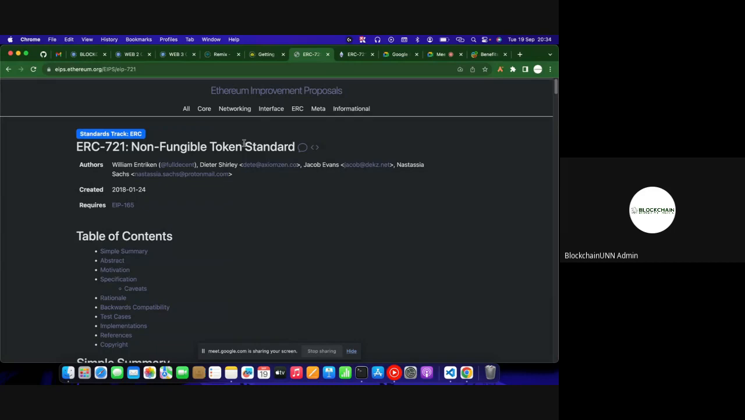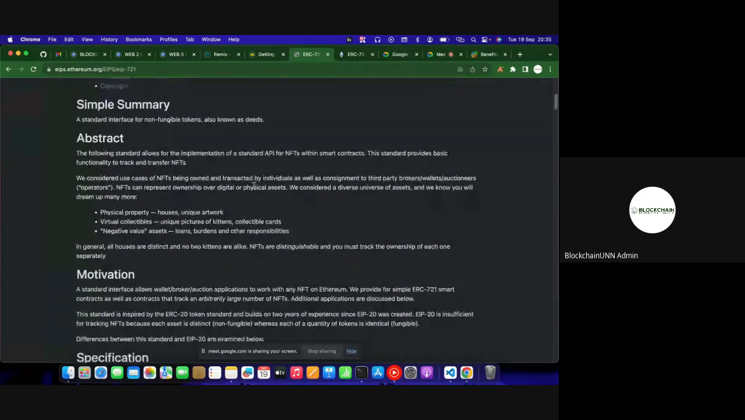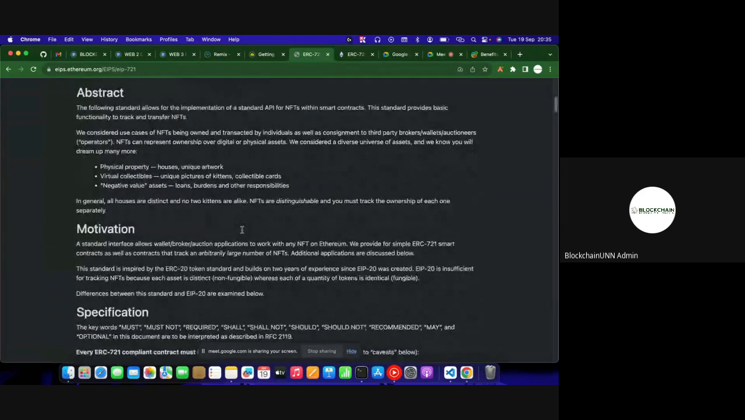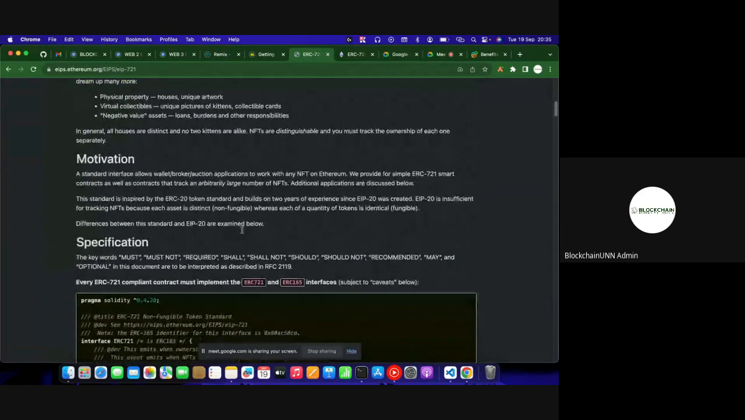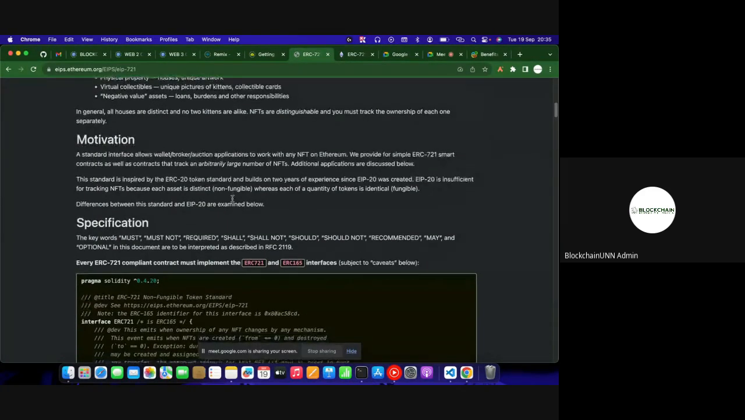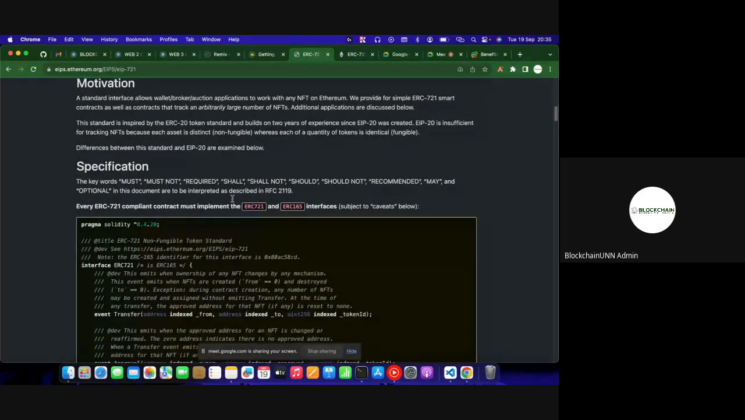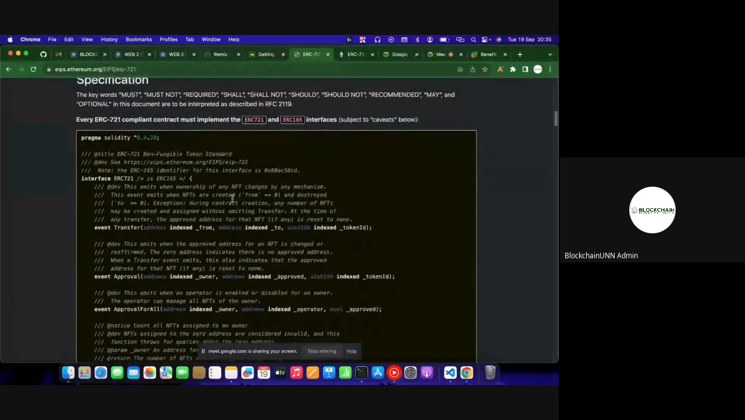An example is 721. 721 is an ERC, not exactly an EIP. We're not going to read a whole lot of all this stuff. If you have time, in fact, create time, not a thing of if you have time, try to create time to go through some of this yourself. Okay, so we'll start from here, basically the interface.